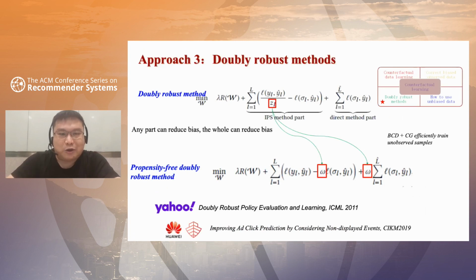Okay, the third approach is named the doubly robust method. It combines the IPS method and the direct method together. As I introduced, the IPS method is very hard to do. The propensity score is hard to learn in our recommendation scenario. So here we use a hyperparameter to adjust the observed samples and the non-observed samples. And then we use the BCD plus CG method to efficiently train all the samples together.